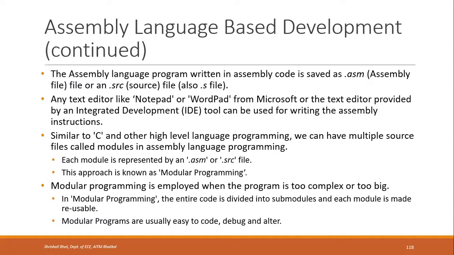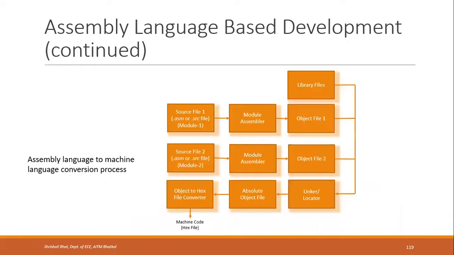It is employed when the program is too complex or too big. So they are usually easy to code, debug, and alter. That means you can find the errors easily. You can just check each smaller code, find the errors, debug it, correct it, and reuse it. You can also change a small part of the program without having to change the entire program. So that is one advantage of modular programming.